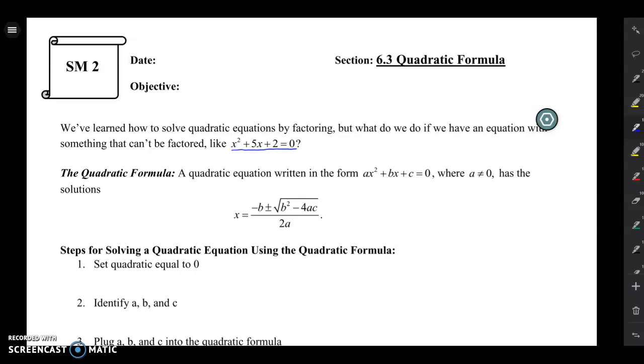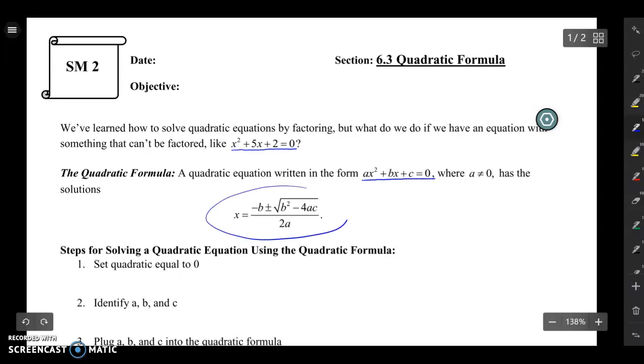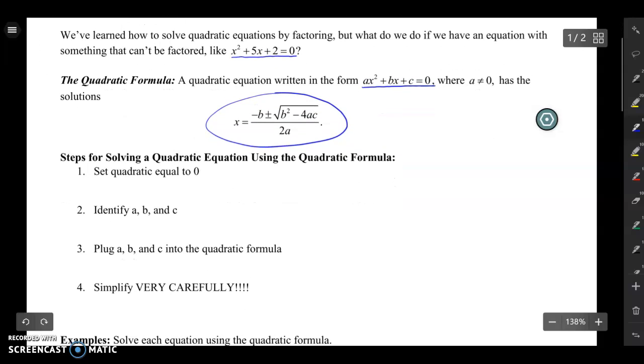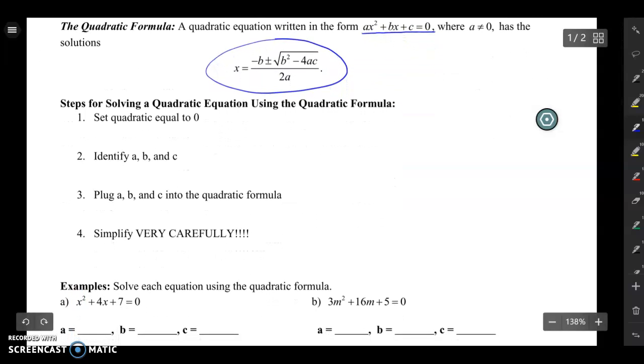So this formula works for any quadratic in general form. You can think of any quadratic as ax squared plus bx plus c equals 0. a, b, and c can be any number, except a cannot be 0. If that's your quadratic, then the quadratic formula says that your solutions, your x values, are going to be this lovely fraction right here. We're going to go through how to use it, and you're going to get so used to using it that you'll probably eventually have it memorized.